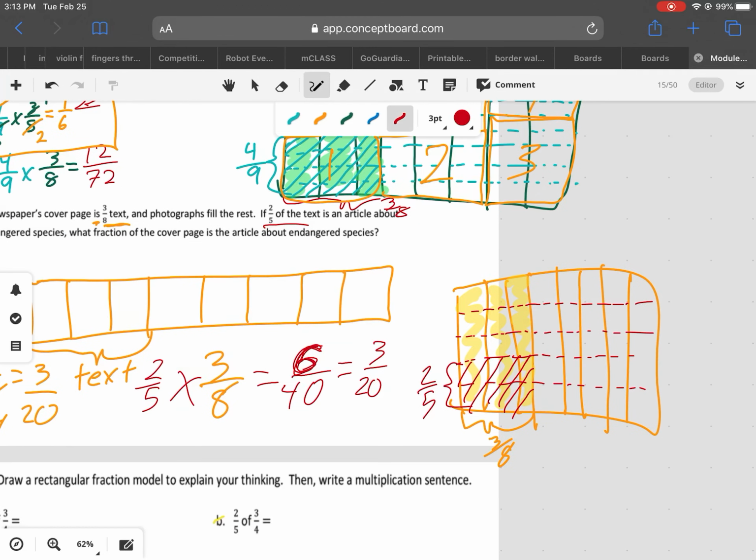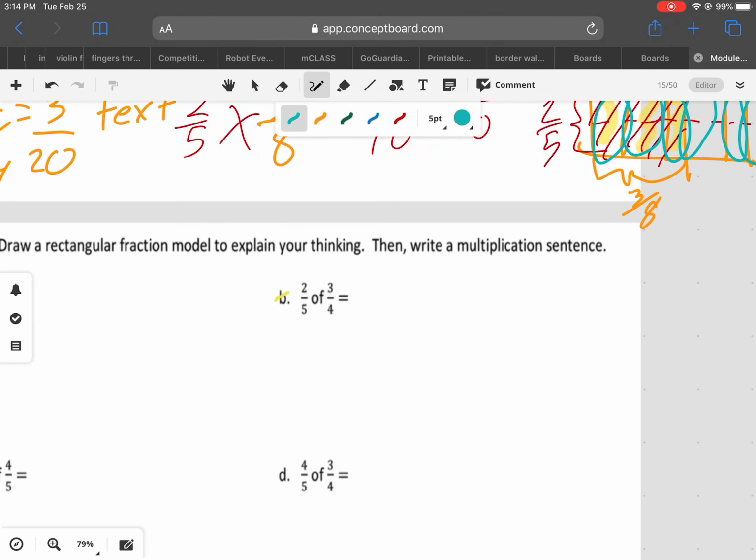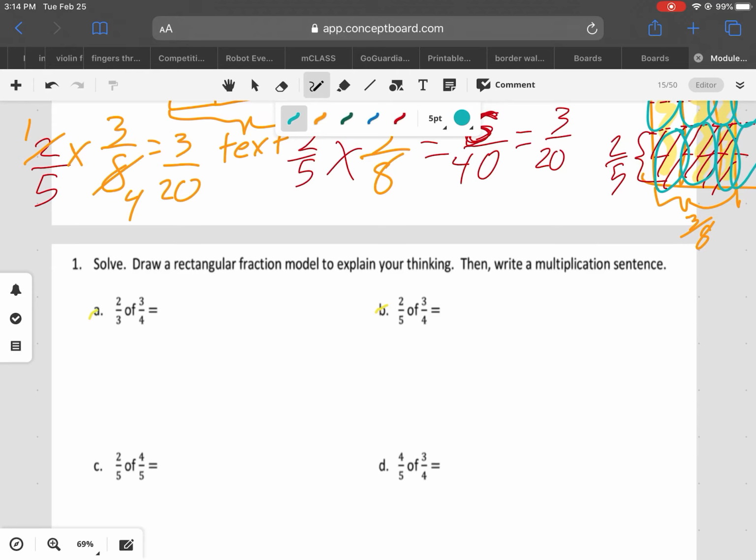All right. And how does that show up, the 3/20? Let me show you. We have 1, 2, 3, 4, 5, 6, 7, 8, 9, 10, 11, 12, 13, 14, 15, 16, 17, 18, 19, 20, and as you can see, 3 of them are shaded in. So that's 3 20ths. All right.